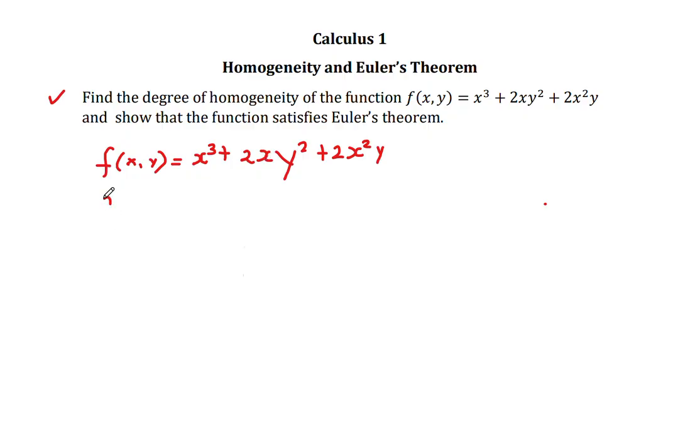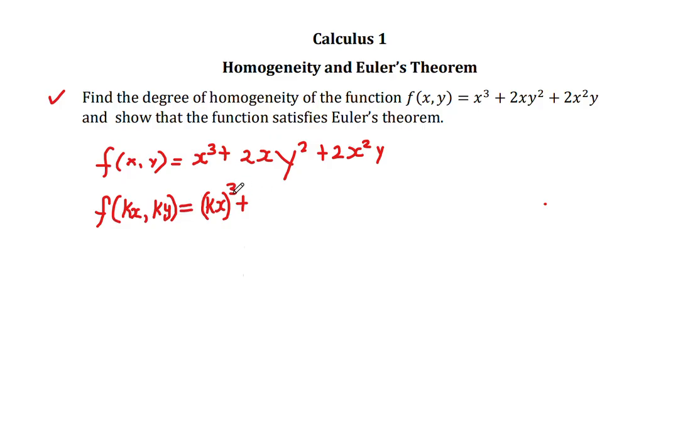In order to find the degree of homogeneity of this function, we're going to substitute kx for x, where k is a constant coefficient, and ky for y. So I'm going to rewrite this as f of kx, ky, and this is going to be equal to kx all cubed. Wherever x is in this implicit function, I'm going to replace it with kx, and wherever y is, I'm going to replace it with ky. You're going to see why this approach is taken soon.